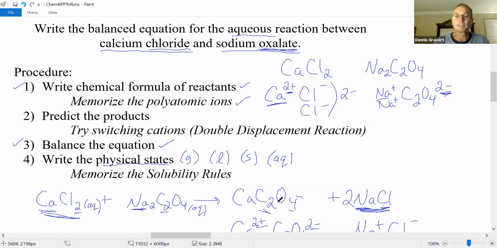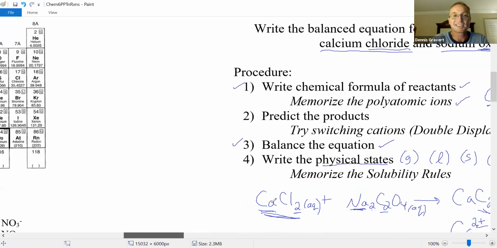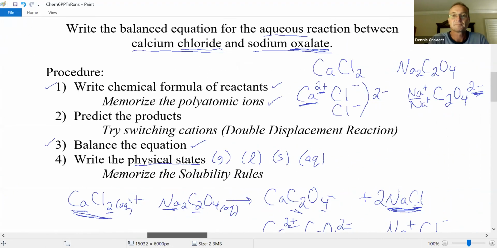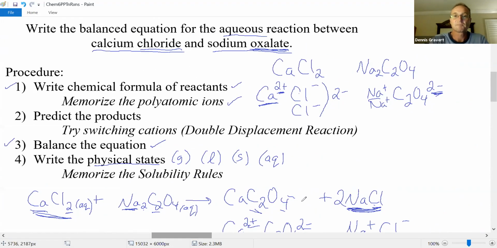And now we have calcium oxalate. Calcium oxalate is not on the solubility guidelines list. Calcium is nowhere to be found. Oxalate's nowhere to be found on any of these four rules. Therefore, we assume it's insoluble. Okay. So if it's insoluble, it's not aqueous. It's a solid. That's a little unnerving, right? Solubility rules. S over here is a little confusing. Remember, the S stands for solid.